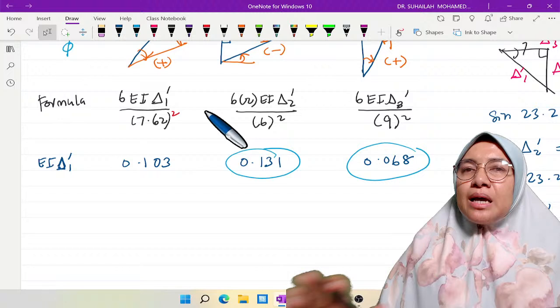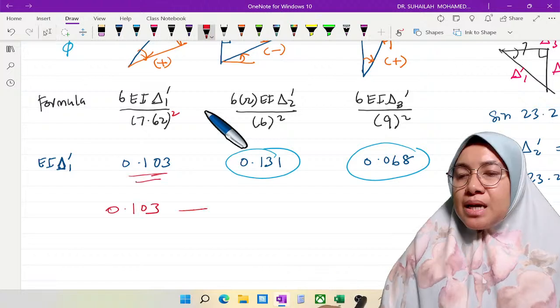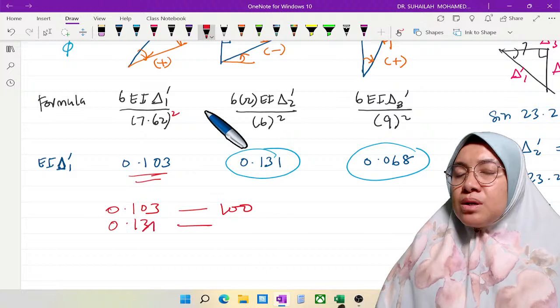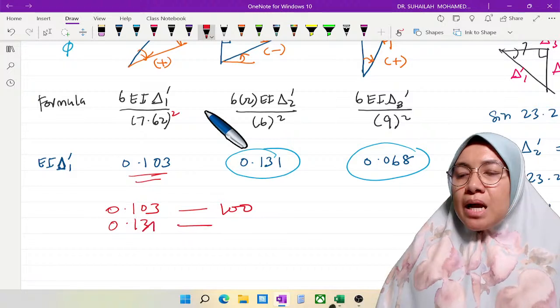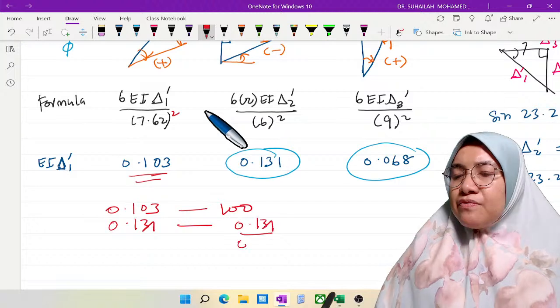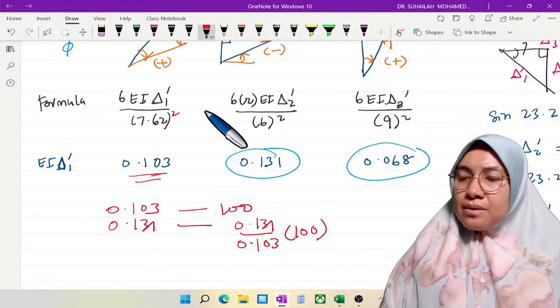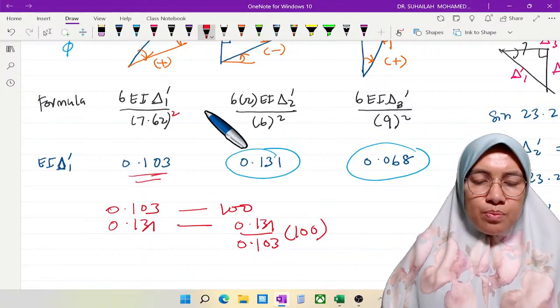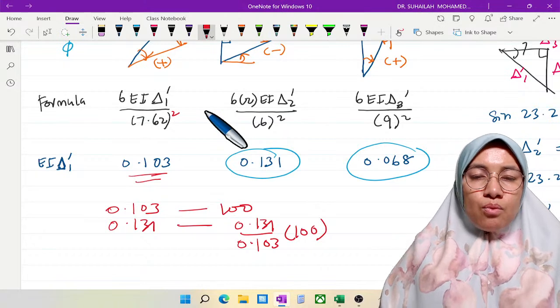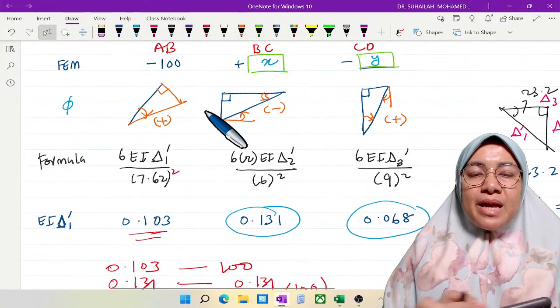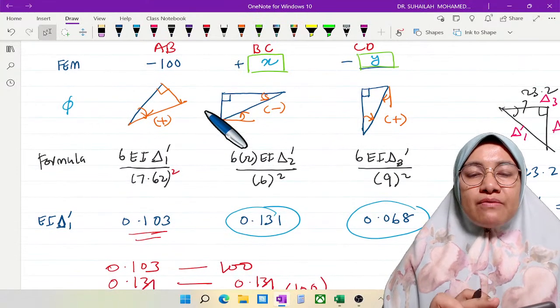Okay, 0.103 is equivalent to 100. So if I have 0.131, what should be the value? Okay, interpolate. So cross multiply. Okay, cross multiply. So 0.131 divided by 0.103 times 100. So we get FEM, FEM is 127.18.